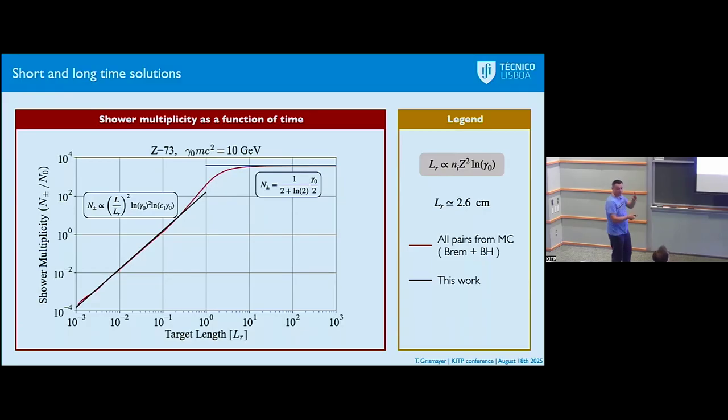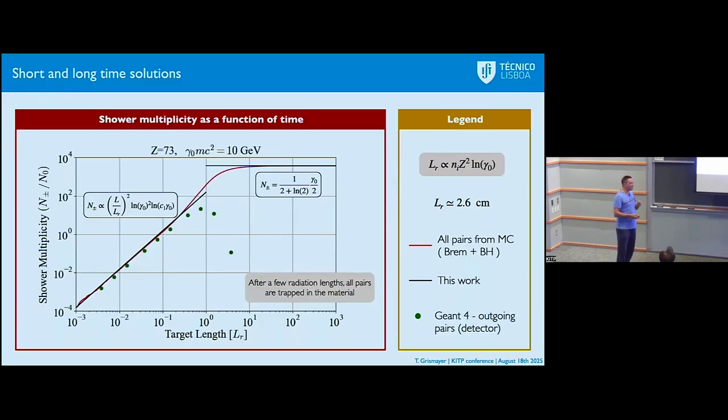Be careful. You cannot only consider 2 processes in the target, because when you have multiple scattering, pairs become trapped in the target. So you cannot really extend this for too many radiation lengths. Keep in mind that this is an analytical result that does not really exist in reality.